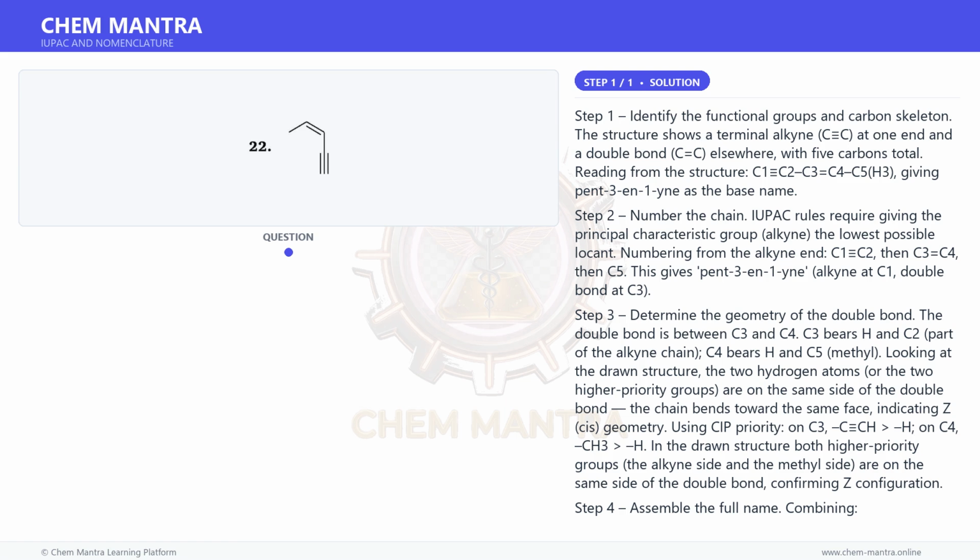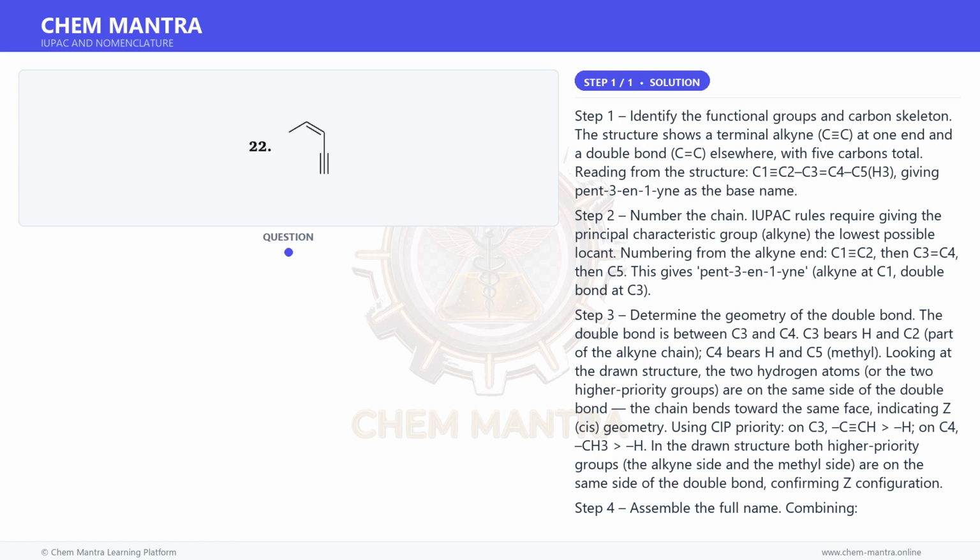Step 2. Number the chain. IUPAC rules require giving the principal characteristic group, the alkyne, the lowest possible locant. Numbering from the alkyne end, C1≡C2, then C3=C4, then C5. This gives pent-3-en-1-yne, alkyne at C1, double bond at C3.